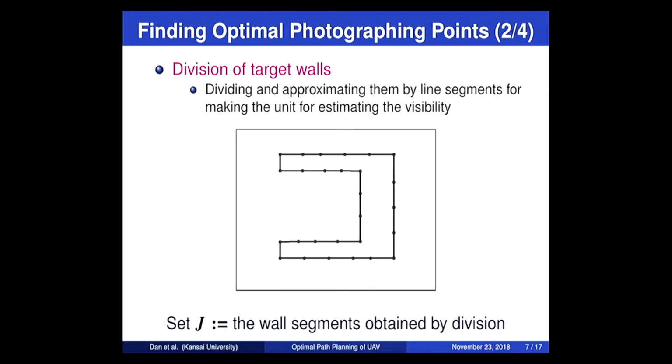And next, we divide the target walls. We divide and approximate target walls by line segments for making the unit for estimating the visibility, like this. So the set J is the set of the wall segments obtained by this division.